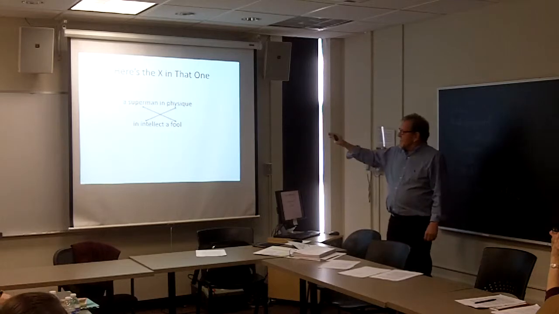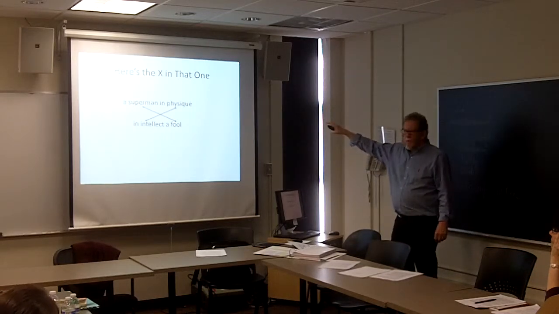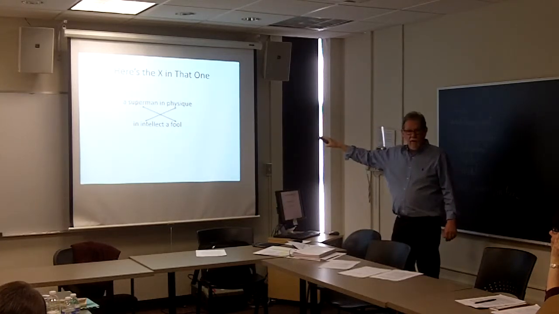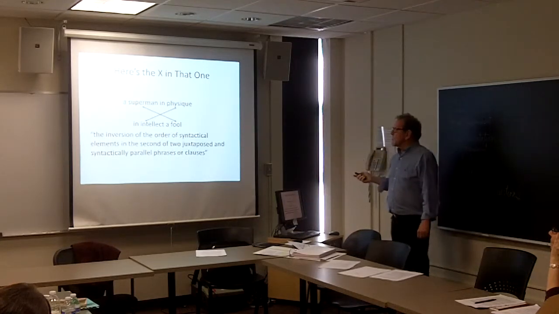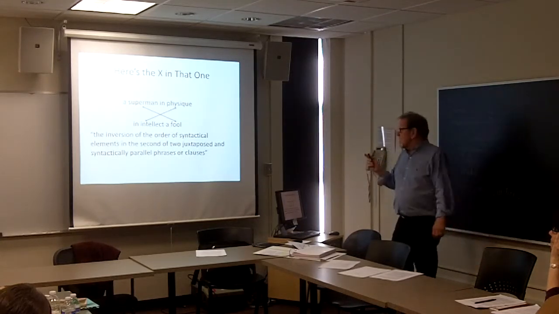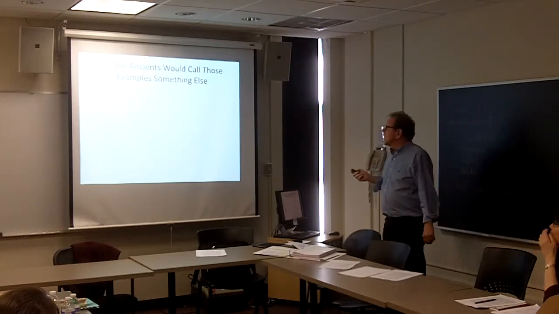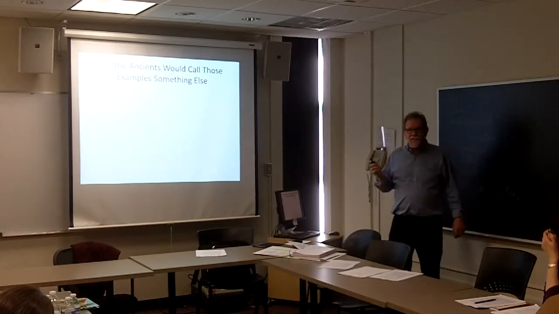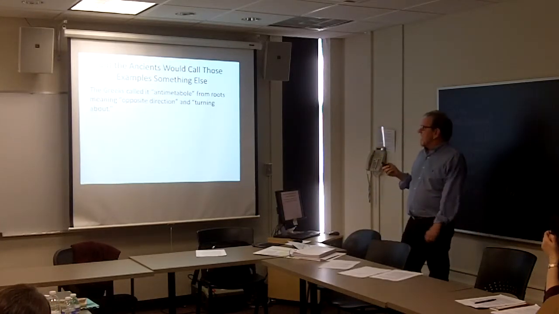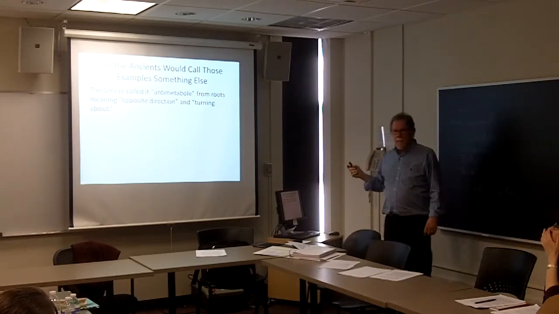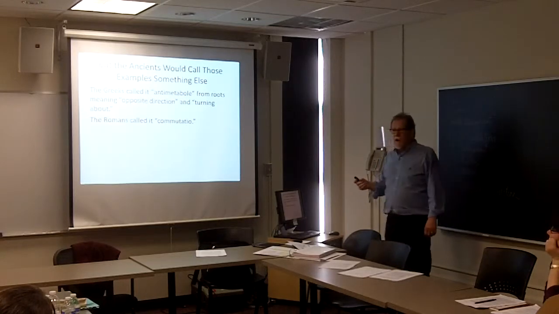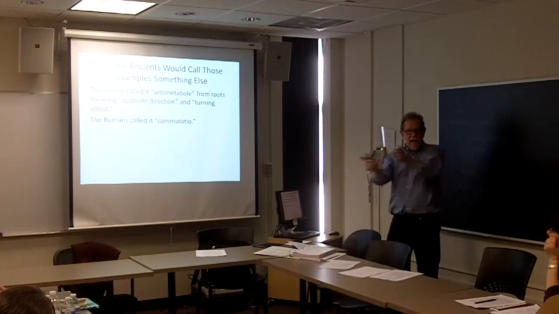So what we've got is a syntax that goes noun phrase, prepositional phrase, and then we reverse the order. Prepositional phrase, noun phrase. So there is the chiasmus, and there's our X. So again, the inversion of the order of syntactical elements in the second of two juxtaposed and syntactically parallel phrases or clauses. But the ancients called it something else. The Greeks called it antimetabole, from the roots meaning opposite direction, anti, and turning about, metabole. The Romans called it commutatio, so it's this kind of an action.